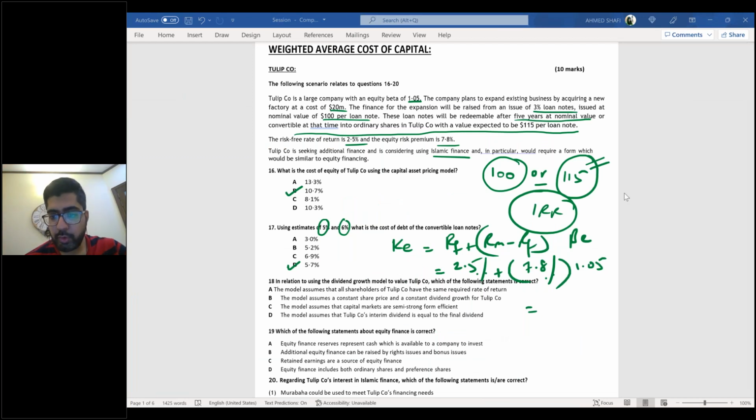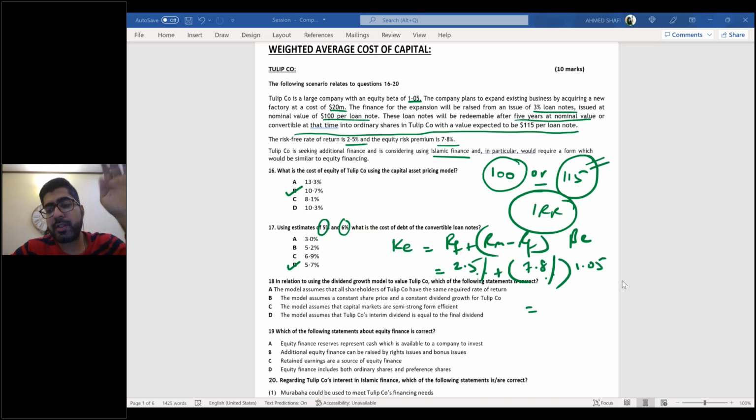Okay, now let's move towards two theoretical requirements and wrap up the topic. We will not be doing the last MTQ because it's from Islamic finance, that's from sources of finance. So let's just do these last two and wrap it up. In relation to the dividend growth model, which of the following statements is correct? The model assumes that all shareholders have the same required rate of return. The model assumes a constant share price and constant growth. The model assumes that capital markets are semi-strong form efficient. The model assumes that Tulip's interim dividend is equal to final dividend.